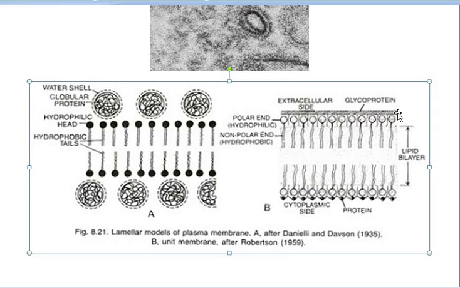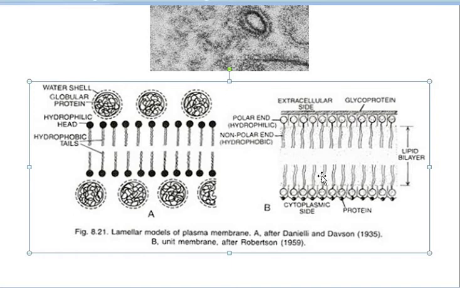If we talk about the total thickness of the plasma membrane, it is 75 angstrom, in which the protein layer is 20 angstrom, and the phospholipid bilayer is 35 angstrom. So 20 plus 20 is 40, plus 35, 75 angstrom total thickness of the plasma membrane. We also call it the unit membrane model or the trilaminar membrane model.